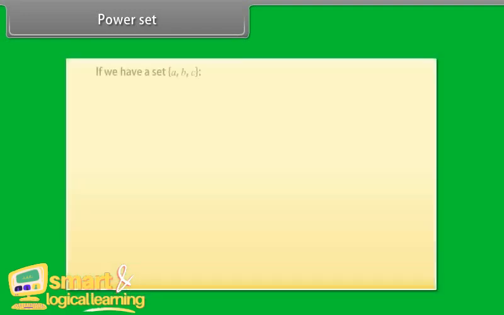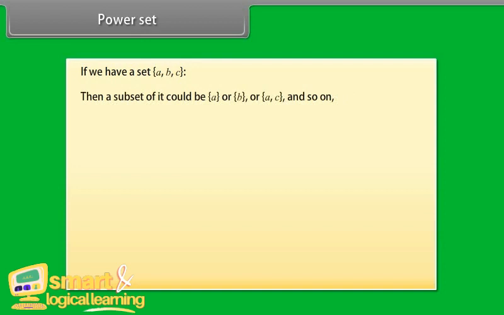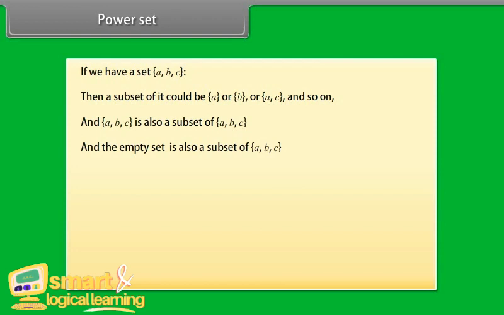Power set. If we have a set A, B, C, then a subset of it could be A or B, or AC, and so on. And A, B, C is also a subset of A, B, C. And the empty set is also a subset of A, B, C. PS is equal to the set of: empty set, A, B, C, A B, A C, B C, A B C.